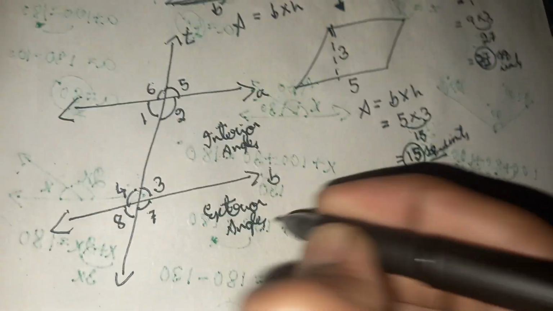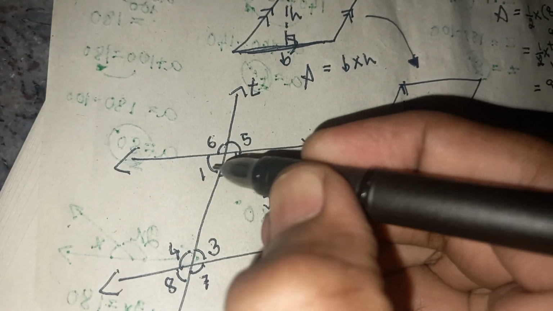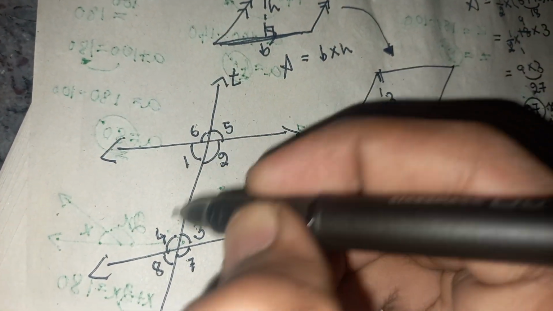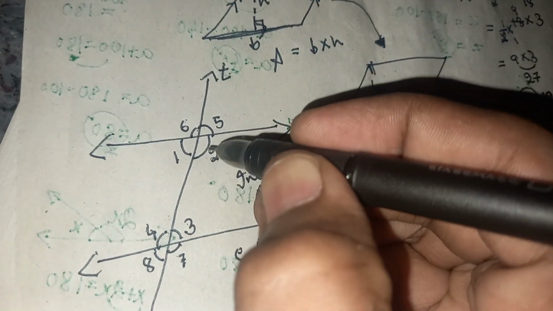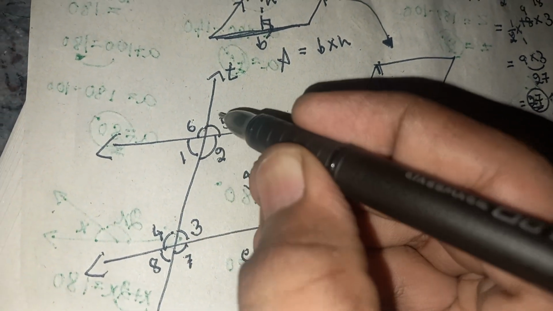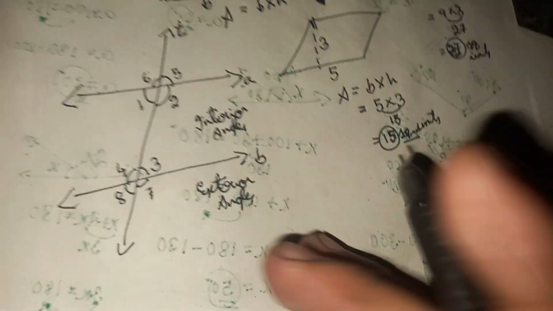Here it's going to form many different angles, that is vertically opposite angles, adjacent angles, and even those alternating angles, corresponding angles, and even corresponding exterior with alternating interior, alternating exterior. I'm going to tell all of that in the part 2 video.